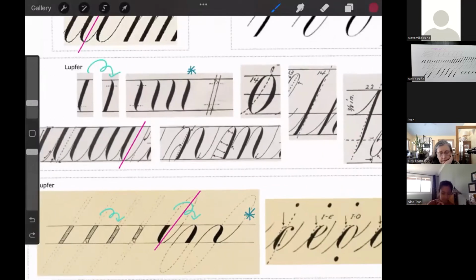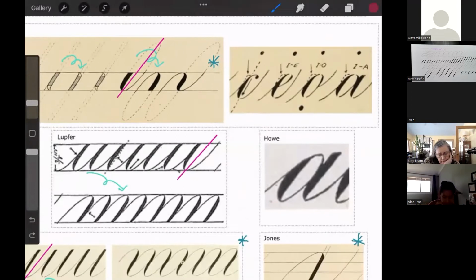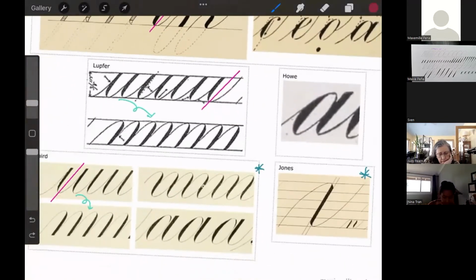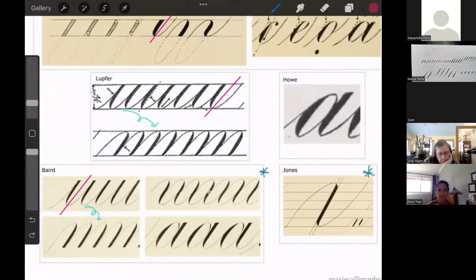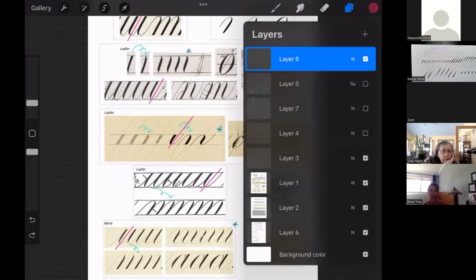So same for Lupfer here at the bottom. Look at the pink lines. Note though that that pink line isn't necessarily on the same slant as your shade, but the idea of symmetry is there. And the other thing that I wanted to talk about is before we do our strokes, there are a couple of varying things that I wanted to point out. One about the shade and one about the hairline.